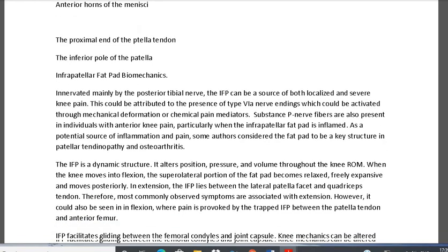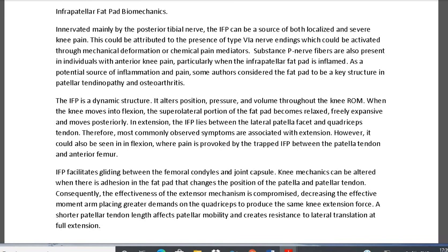Then the infrapatellar fat pad biomechanics. It is mainly innervated by the posterior tibial nerve. The infrapatellar fat can be a source of localized and severe knee pain, and this is attributed to the presence of type 6A nerve endings, which could be activated through mechanical deformation or chemical pain mediators. We all know the noxious substance, that is substance P. Nerve fibers are also present in individuals with anterior knee pain, particularly when the infrapatellar fat pad is inflamed. As a potential source of inflammation and pain, many authors consider this fat pad to be a key structure in patellar tendinopathy or osteoarthritis.